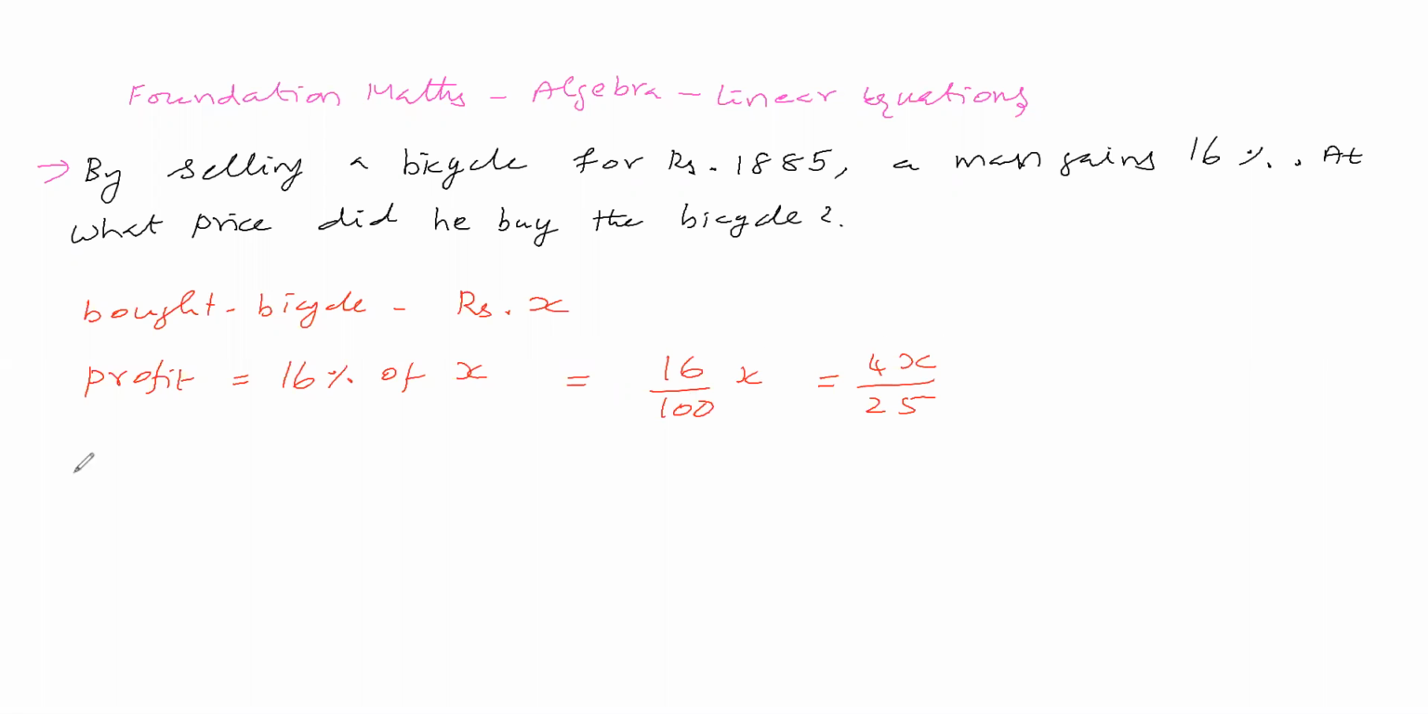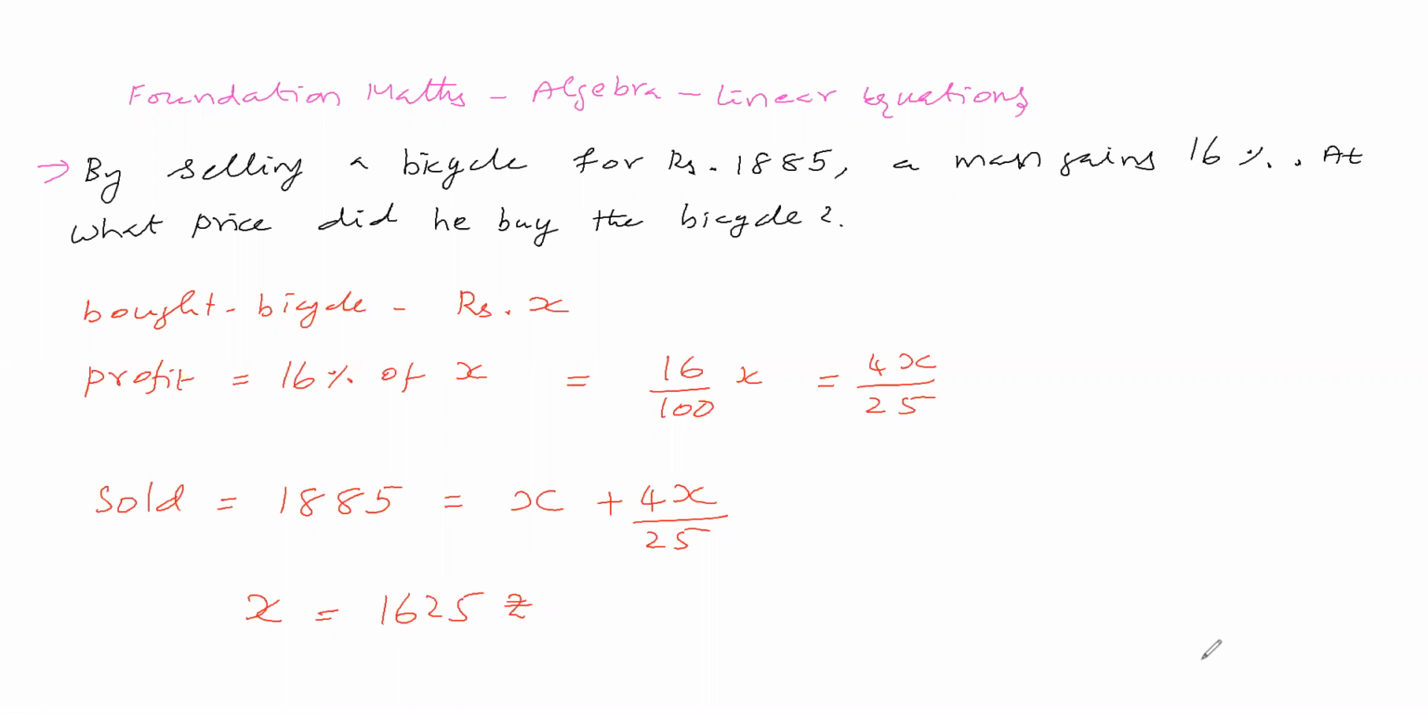To what price is sold? Sold is equal to 1885, that is equal to purchased price plus profit price. It is profit, it is purchased, it is sold. Now we are simplifying this. We are getting x. X is equal to 1625 rupees. Therefore, for this cost he bought the bicycle.